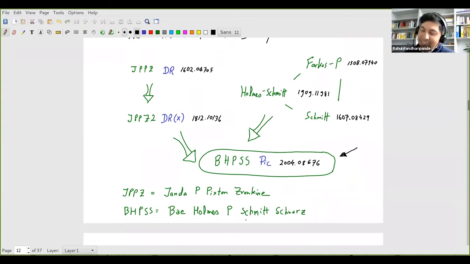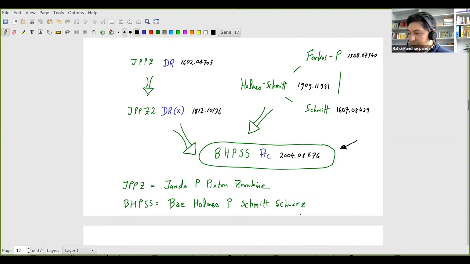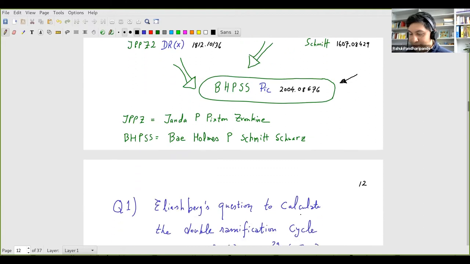On the left-hand side, there's Felix Janda, Aaron Pixton, and Dimitri Zvonkine. On the right-hand side, there's Young-Han Bae, David Holmes, Johannes Schmitt, and Rosa Schwarz. Also, Gavril Farkas is there too.